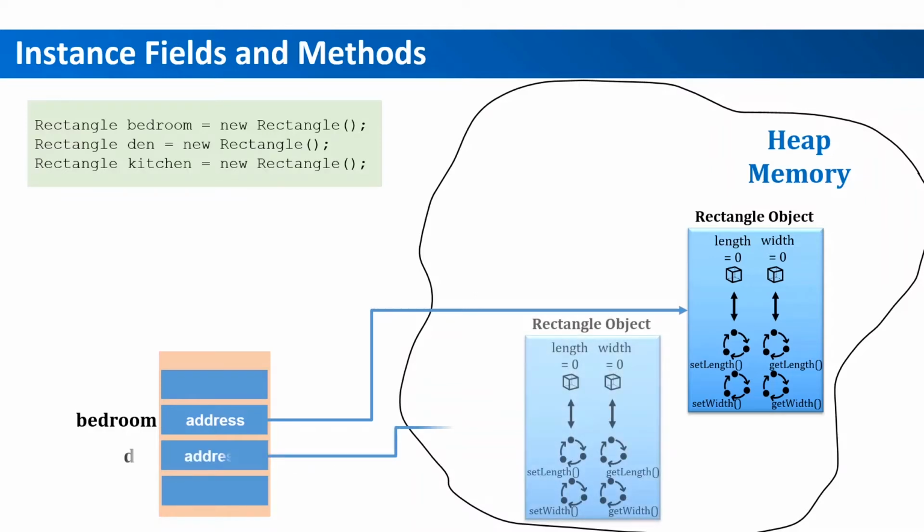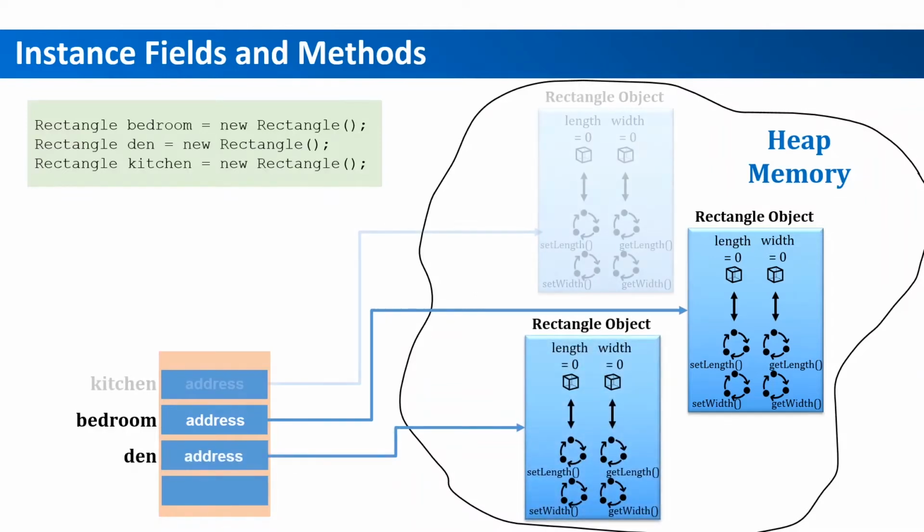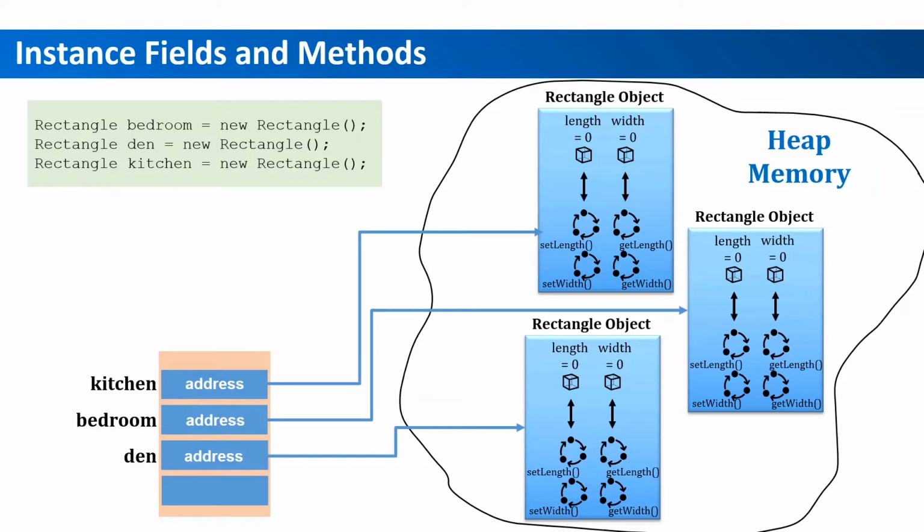Similarly, the den will point to another object, and so will the kitchen reference variable. So all of these objects are instances of the rectangle class, and we say that each one has its own instance fields and instance methods. To do that, we will have to use the setLength method. However, which setLength method should we use? The answer is that you use the instance method setLength that belongs to each instance.